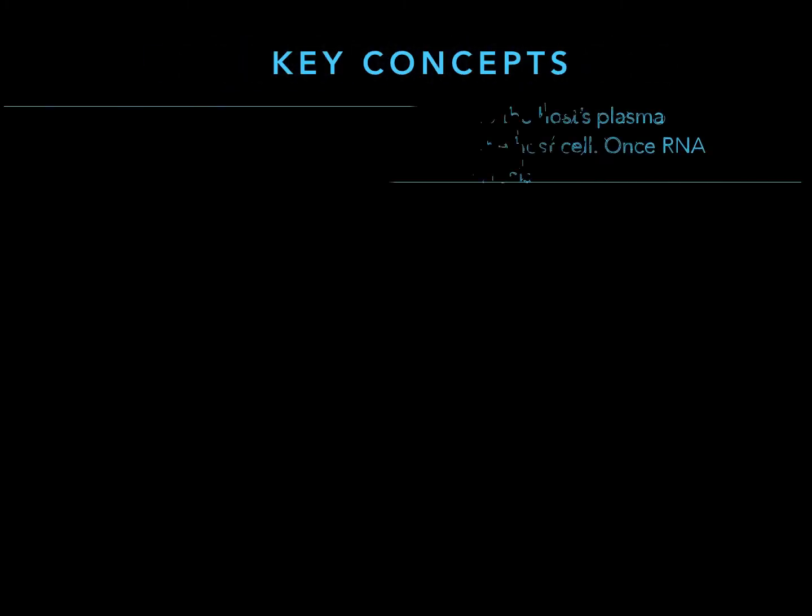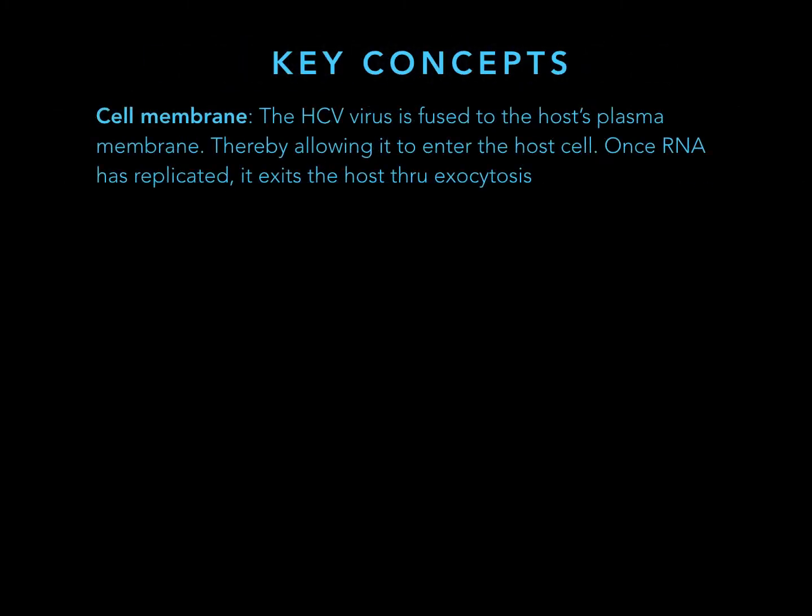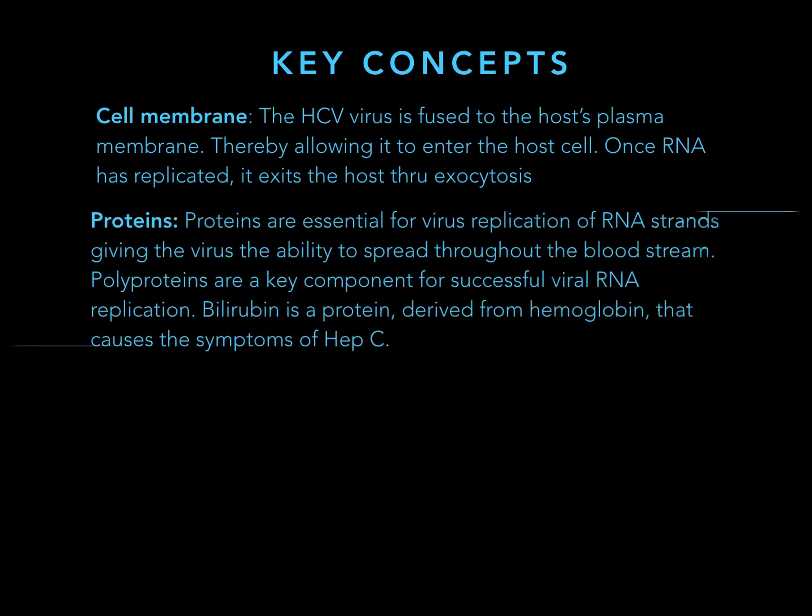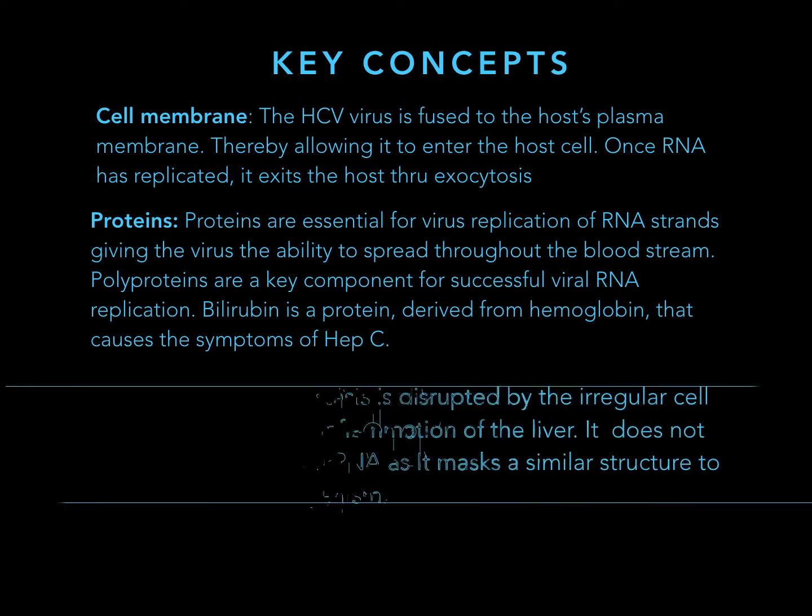Key concepts. The cell membrane: the HCV virus is fused to the host plasma membrane, thereby allowing it to enter the host cell. Once RNA has replicated, it exits through exocytosis. Proteins. Proteins are essential for virus replication of RNA strands, giving the virus the ability to spread throughout the bloodstream. Polyproteins are a key component for successful viral RNA replication.